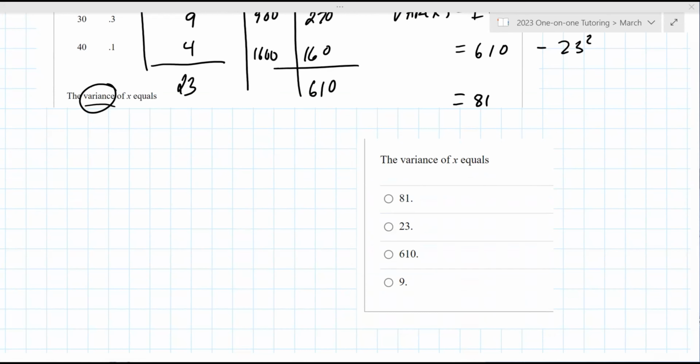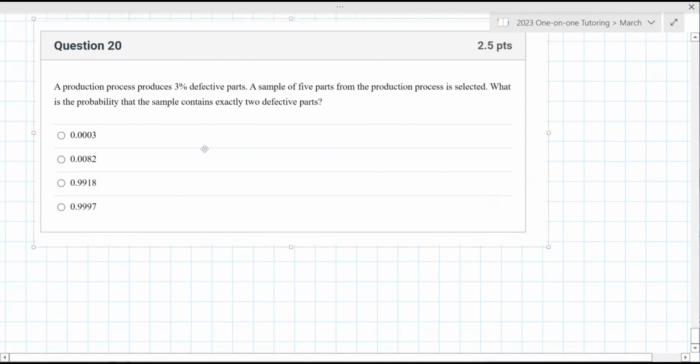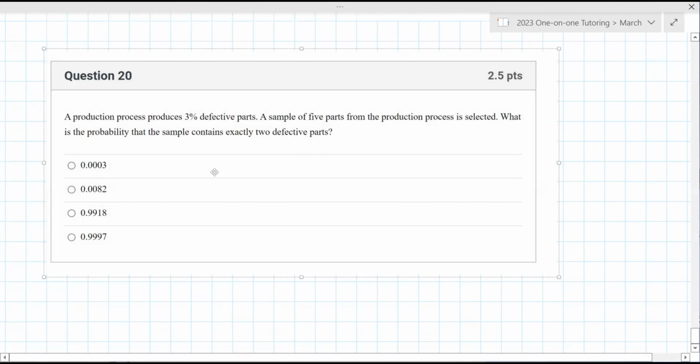All right, looks like we move on to 20. All right. Production process produces 3% defective parts. Sample of 5 parts from the production process is selected. What is the probability that the sample contains exactly, that's very important, exactly 2 defective parts? This is the probability that X equals 2.